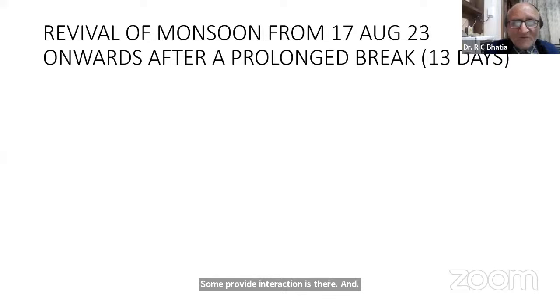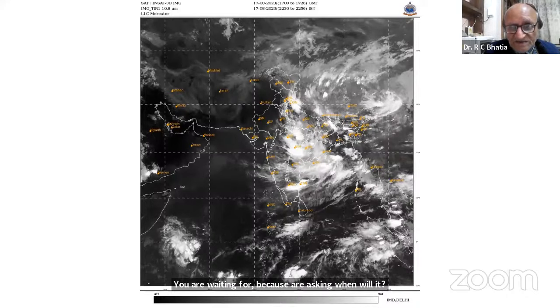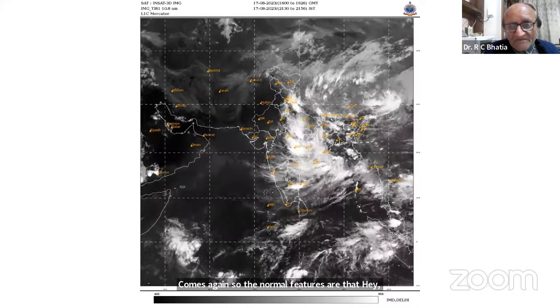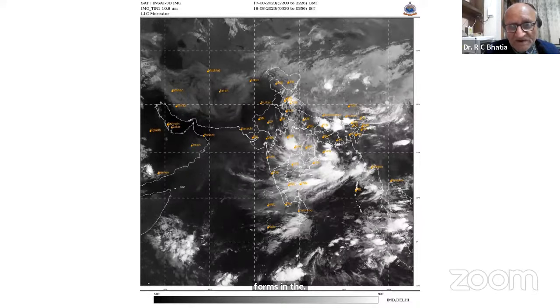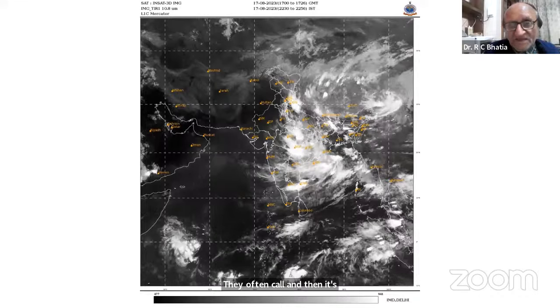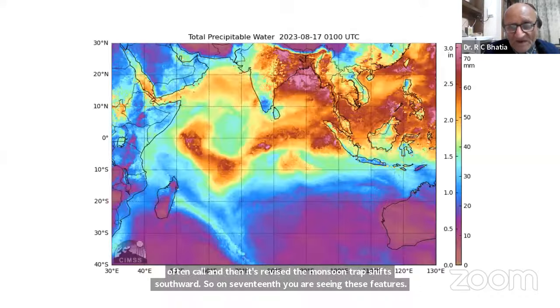Now, the revival of the monsoon. What happens if it is a prolonged break? People are asking, when will it come again? So the normal feature is that a system forms in the Bay of Bengal, and then the monsoon revives. The monsoon trough shifts southward. So on 17th, you are seeing these features. The monsoon trough has shifted southwards.